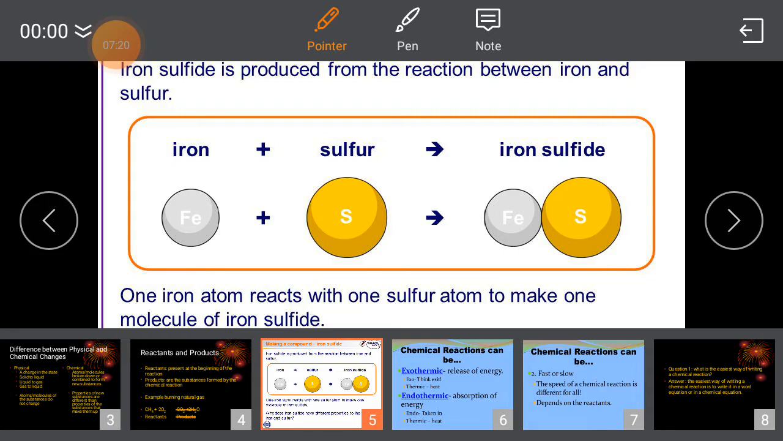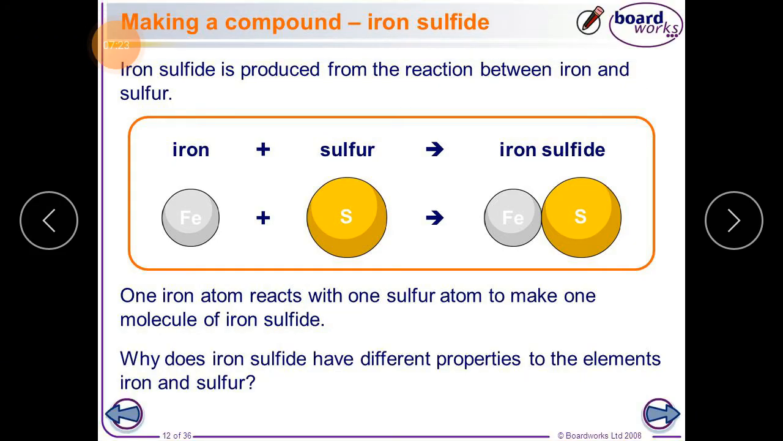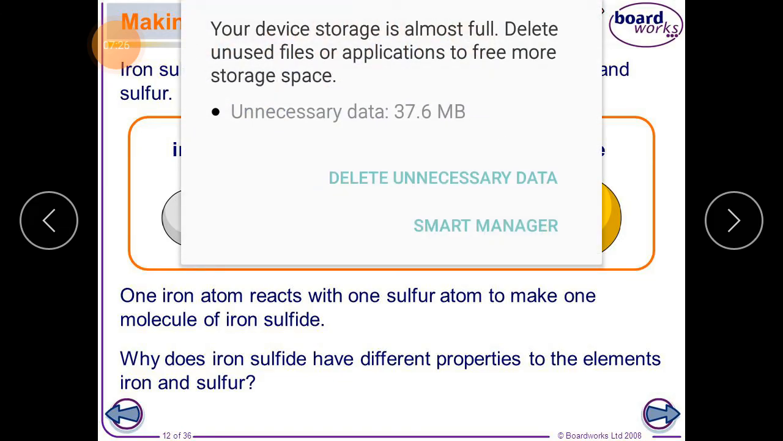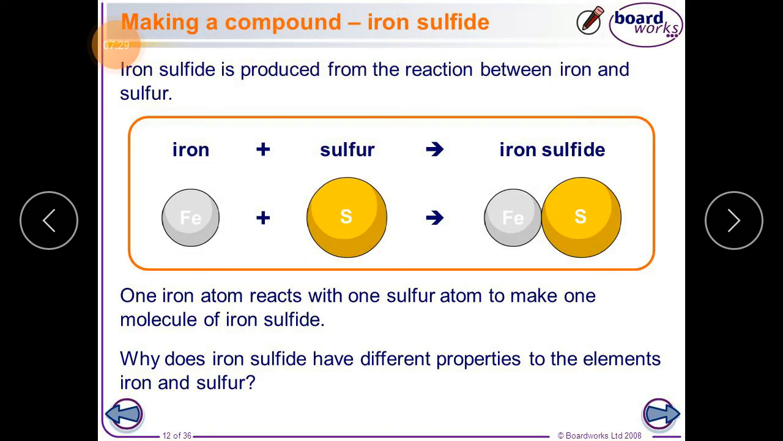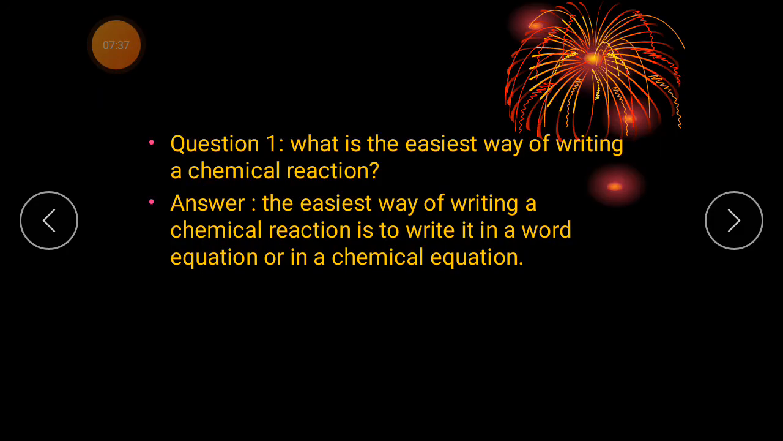So this will be the chemical equation, word equation, and now this is the chemical equation, iron plus sulfur. Now, the easiest way of writing a chemical reaction is to write it in a word equation or in a chemical equation. So, if we have a long chemical reaction and we want to summarize it, we can write it in a chemical or word equation. We can use their symbols and we can use their names to explain the complete reaction.